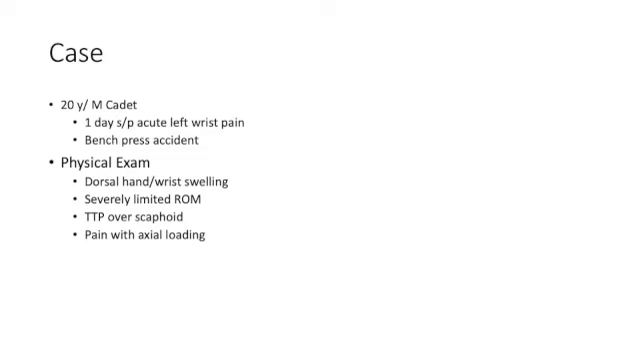So here's a little case vignette. We've got a 20-year-old male cadet, 1 day status post acute left wrist pain. What happened was he was bench pressing and the bench press bar slipped. This one happens unfortunately a lot. What we found was that he was having some dorsal hand and wrist swelling. Range of motion was severely impacted. He was point tender over his scaphoid and he had pain with axial loading. So go back a slide and think about those clinical signs and symptoms and that presentation. When you get done with that, move forward to the next couple of slides and we'll talk about what the answers are.